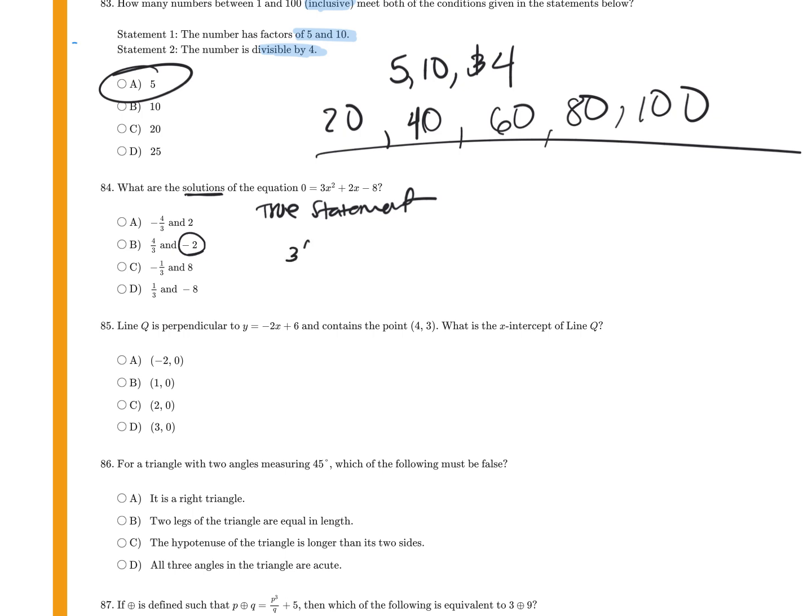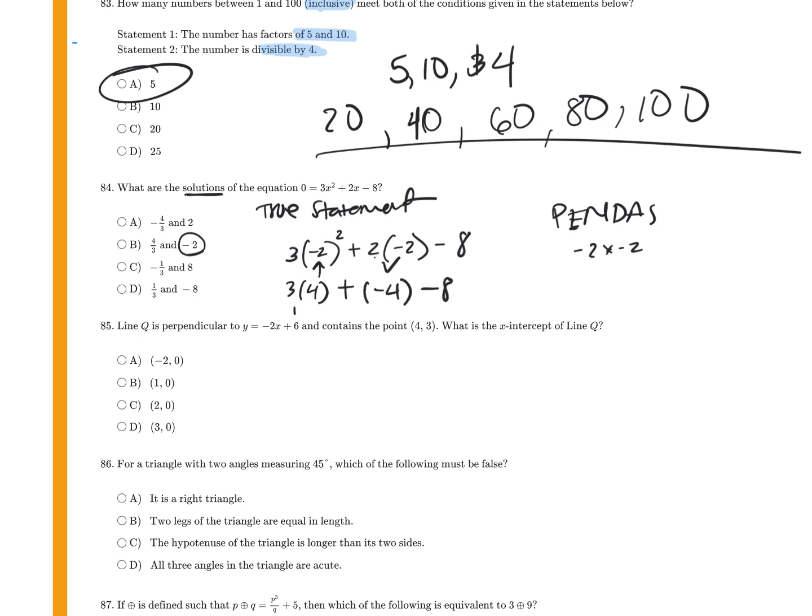So 3, instead of writing x, we're going to put parentheses -2 to the second power plus 2 times -2 minus 8. Okay, we have to do order of operations. PEMDAS. Please excuse my dear Aunt Sally. Parentheses, exponents, multiplication, division, addition, subtraction. So first we do this. -2 to the second power means -2 times -2. That's positive 4. Plus, we multiply 2 times -2. That's -4 minus 8.